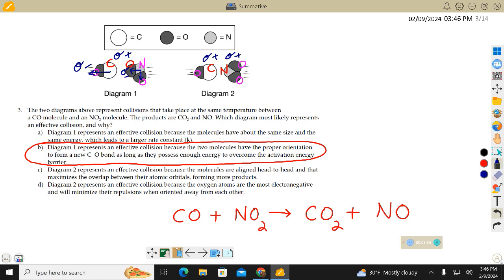So we want something about diagram 1 being the best collision, but it really doesn't have anything to do with the same size and same energy or larger rate constants. It's about the particles colliding in proper orientation to form a new bond, and hopefully they would have sufficient energy to overcome the activation energy barrier. Or in other words, enough energy for the particles to form new bonds on the product side. But that's always one thing that I think about, that a good collision should have partial positives and partial negatives colliding with each other.